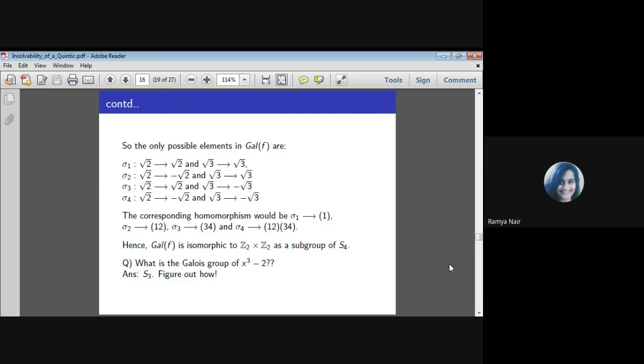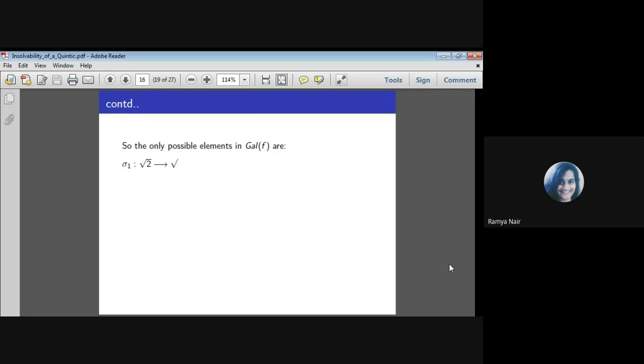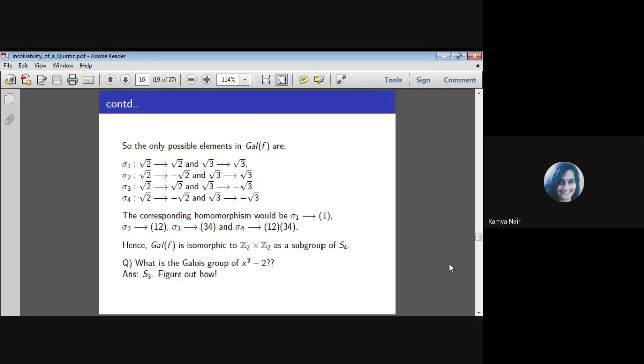And the fourth one is you're permuting both. You're sending square root 2 to minus square root 2 and square root 3 to minus square root 3. So the corresponding element in S4 would be (1 2)(3 4), the product of transpositions. So here the Galois group is isomorphic to Z2 cross Z2. Is this okay? Or at least, vaguely, do you think this is true?